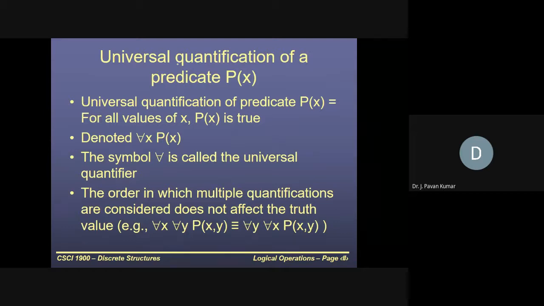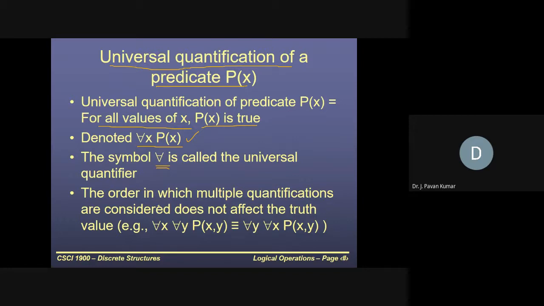First of all, we'll see "for all". We can consider this as universal quantification of a predicate P of x. Here we will denote it as for all x, P of x. That is, for all the values of x, P of x holds, P of x is true. That is the meaning of this. For all values of x, P of x is true, and that we denote with for all x, P of x. We consider this as the universal quantifier.